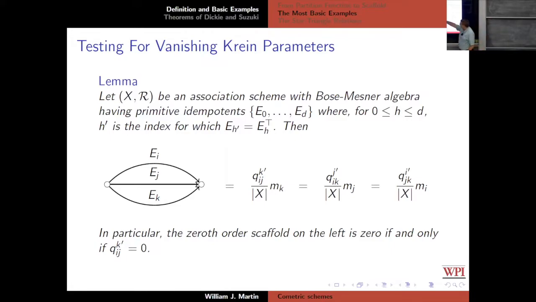Right? So EI entry-wise EJ entry-wise EK, you sum up all the entries of that entry-wise product, and that's the symmetrized Krein parameter. We're going to use this sum later today, when we prove, or actually you're going to prove Dickie's lemma as homework. But when we prove Suzuki's theorem, we're going to use the fact that as soon as I see that sum is zero, that means that the Krein parameter is zero. That sum is zero if and only if the Krein parameter is zero.